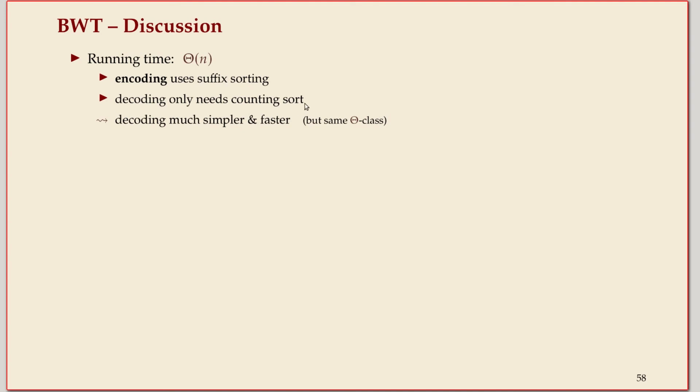Decoding, by contrast, just has to sort by a single character, and that's it. The second part is following this linked list, jumping through this array. That's fairly simple and fast. So decoding is much easier, but in the course notation of a theta class, the two are the same.